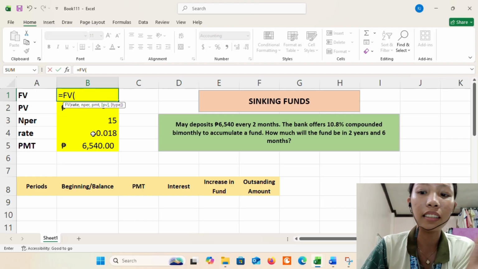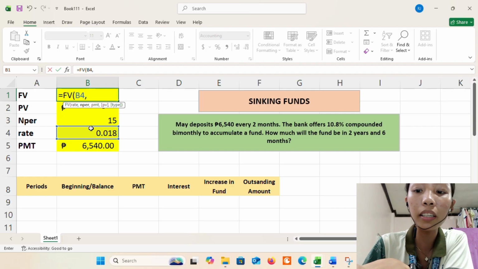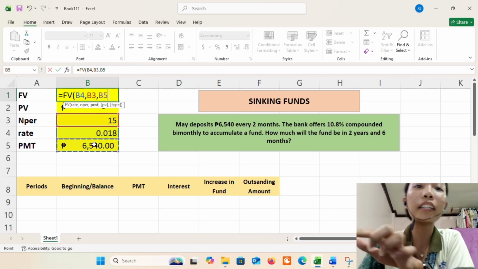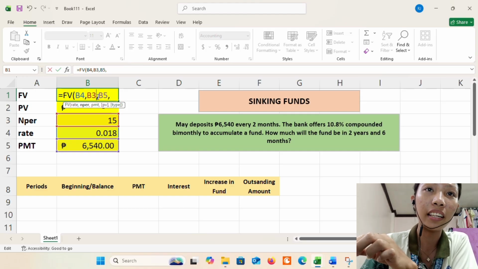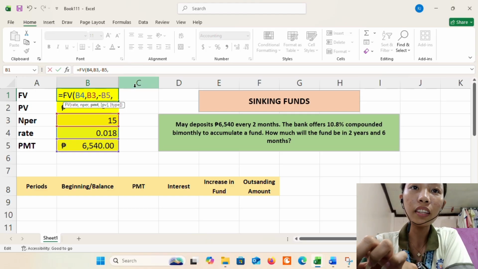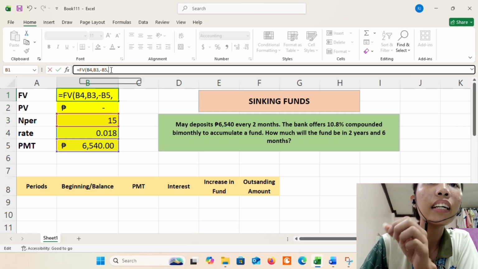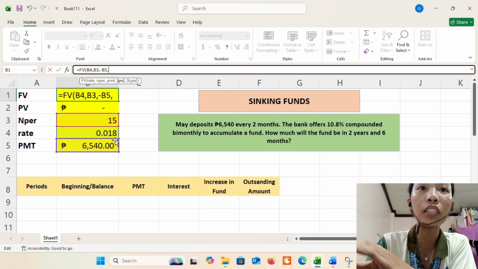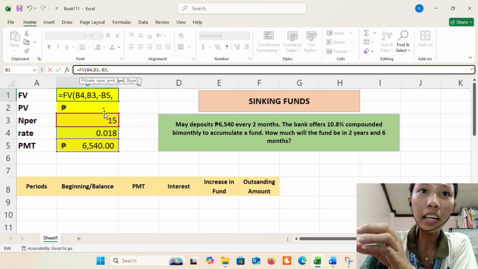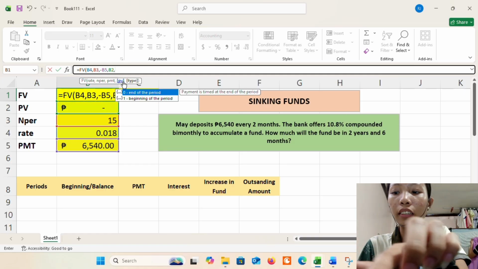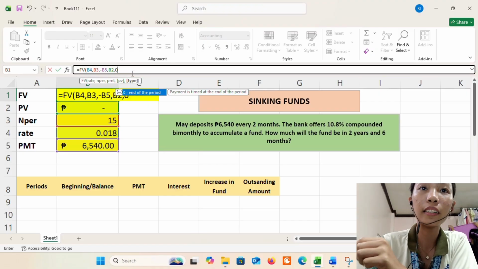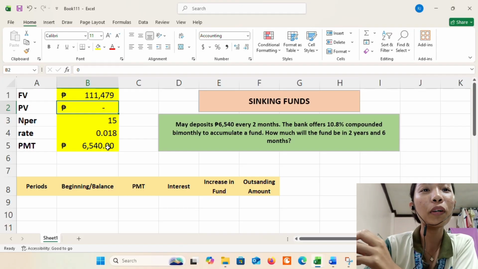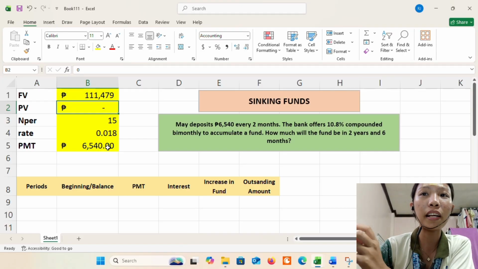So first is the rate, then comma. Next is the NPER, comma. Next is the PMT. But here in PMT, we're going to put a negative sign. That is the rule. Next, since it is an ordinary simple annuity, we're going to put 0. Next, let's close it and enter. So here we have our future value. 111,479 pesos is our future value.